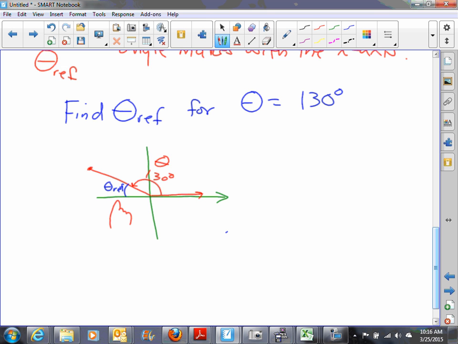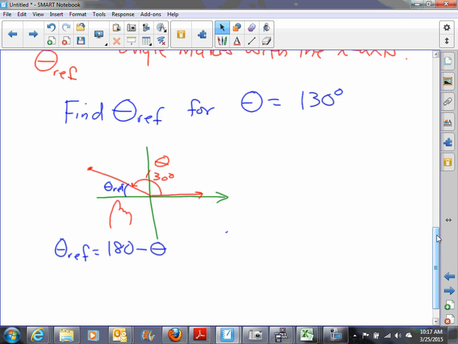Now, if you look at this picture, it should be obvious that theta ref is equal to 180 degrees minus theta. Now, they will give you a chart that says if you're in the second quadrant, then the reference angle measure is 180 minus the measure of the angle. Now, why is this confusing? Well, let's take a look at another one.